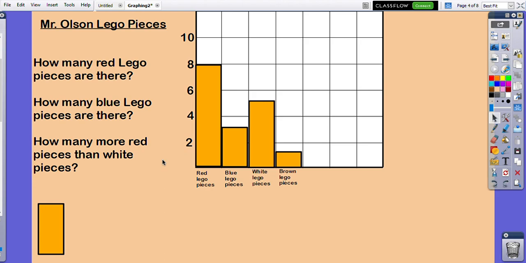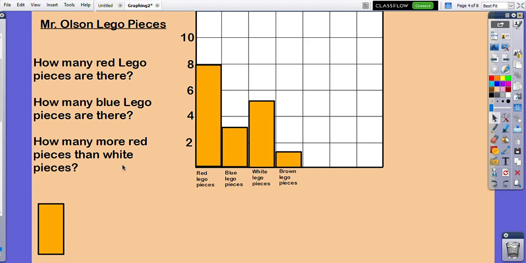How many more red than white? Well, if I have 8 red and I have 5 white, 8 minus 5 is 3. So there are 3 more red Lego pieces than white Lego pieces.